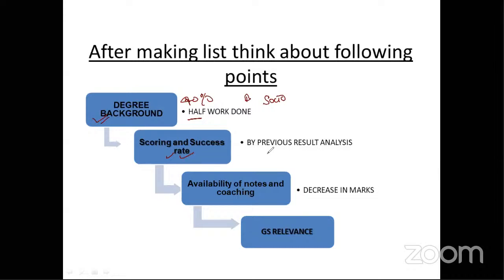Okay, so by the help of previous result analysis, you will understand the success rate of each and every optional subject, and scoring, which subject is more scoring in nature. So I told you not to give first priority to this. Scoring is not the first priority. What will be the first priority? Your interest. Your interest is the first priority.